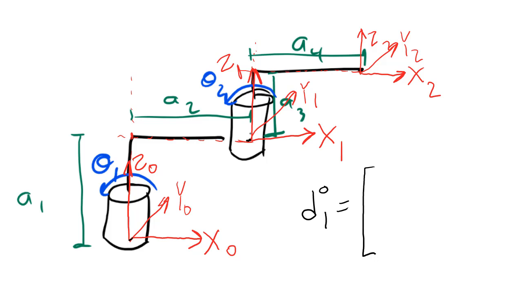Right now, in this kinematic diagram, it looks as though the distance between the centers of these two frames is a distance of a2 in the x direction, 0 in the y direction, and a1 in the z direction. Right now, in this kinematic diagram, this vector is correct. However, consider what happens when θ1 starts to move.